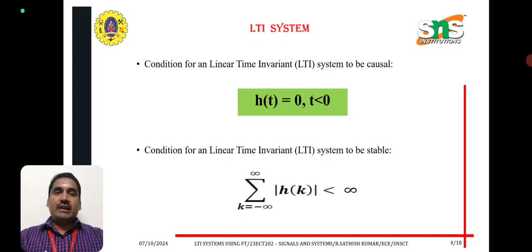The condition for a linear time invariant system to be causal is that h of t is equal to 0 for t less than 0. For a linear time invariant system to be stable, the summation over k from minus infinity to plus infinity of the modulus of h of k should be less than infinity.